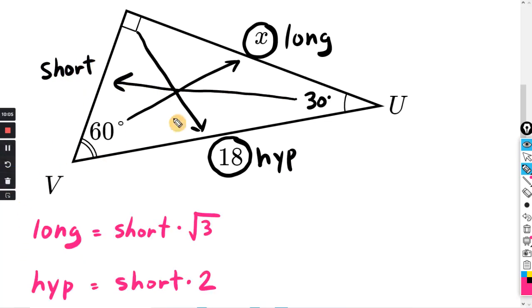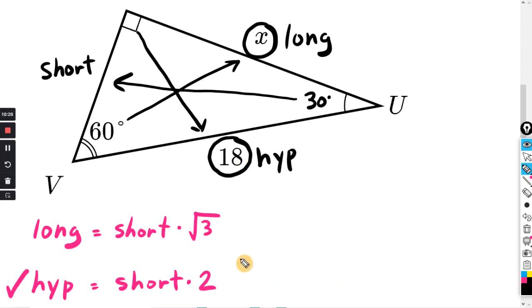Now there's two formulas for 30, 60, 90. We have to choose the correct one. Now the only side length we're given, and in all of these, you're only given one side length. Here it's the hypotenuse, okay? So only one of these formulas has hypotenuse, so we need to use this one first.